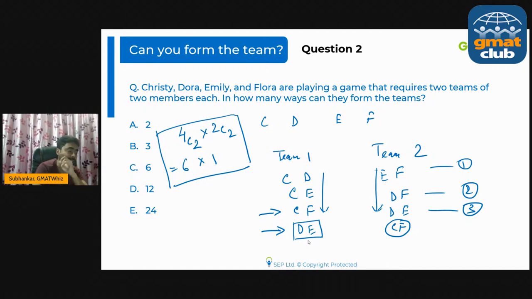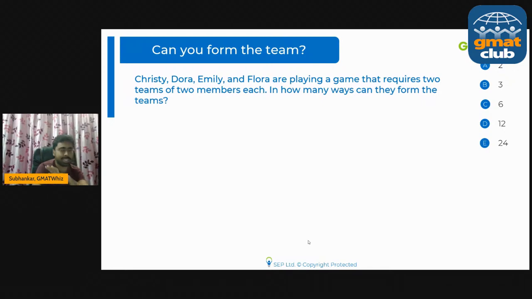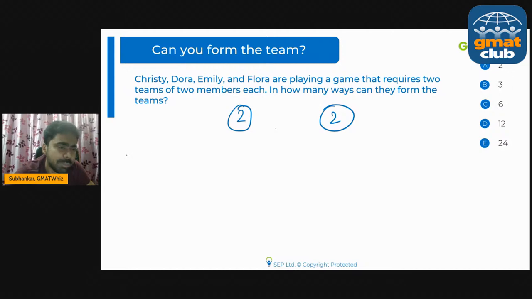So there is a double counting happening. Why does this double counting happen? First, we need to understand why it happens, and only then will we be able to tackle it. Double counting happens when you are forming teams with identical numbers. What do I mean by identical numbers? You are forming teams of two people here and another two people here. In that scenario, if the teams have identical numbers, exactly two and two, we will have some double counting, or rather, to be very precise, multiple counting if I do it like this.